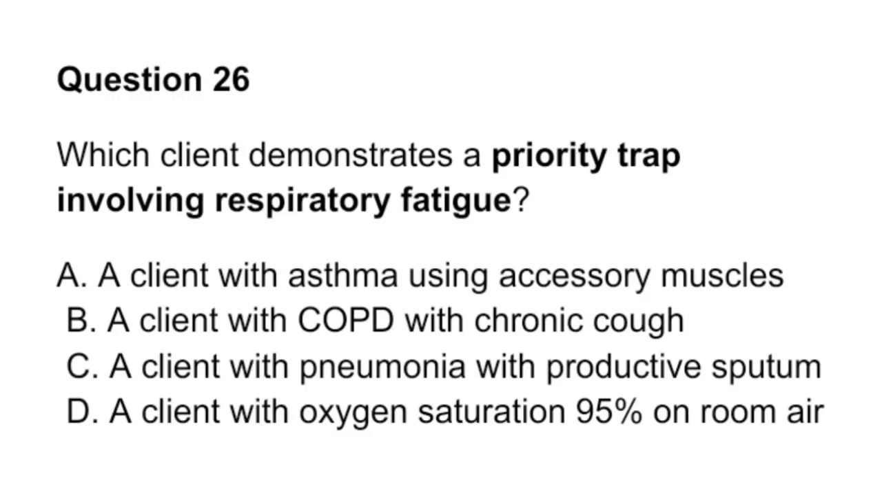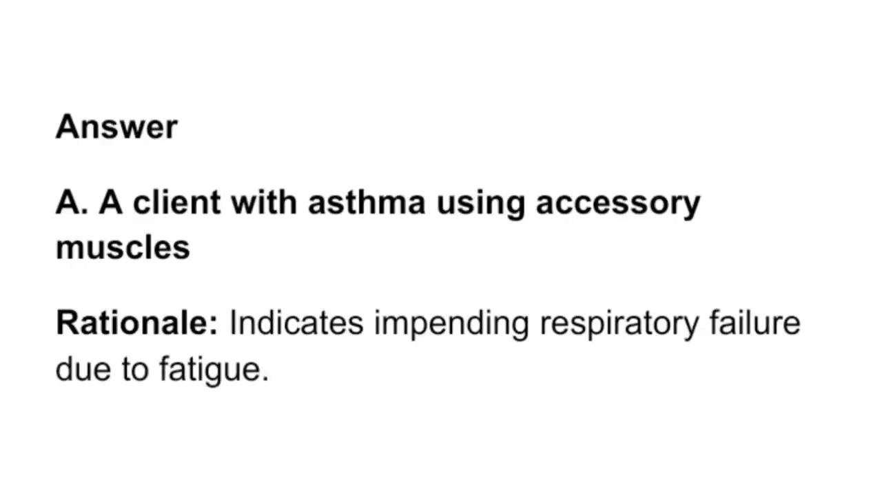Question 26. Which client demonstrates a priority trap involving respiratory fatigue? A. A client with asthma using accessory muscles. B. A client with COPD with chronic cough. C. A client with pneumonia with productive sputum. D. A client with oxygen saturation 95% on room air. Answer: A. A client with asthma using accessory muscles. Rationale: indicates impending respiratory failure due to fatigue.